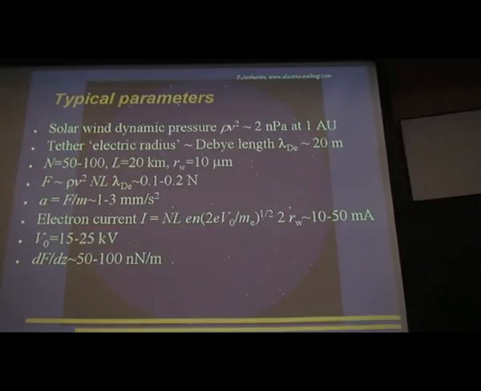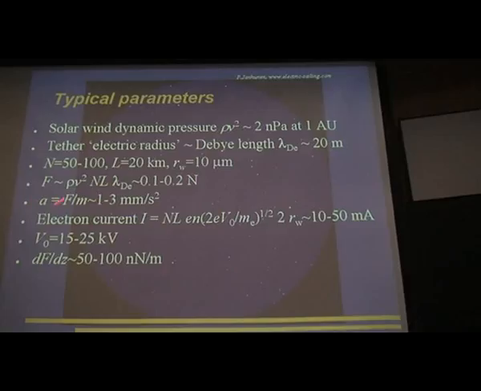And of course, this Debye length scales with the square root of the solar wind temperature and inversely with the square root of the solar wind density. So it's not constant, but this is the average value at 1 AU distance. And in a full-scale mission, we would typically use 50 to 100 tethers of 20 kilometer length each, and the diameter of the wire would be 20 microns. And with these setups, we get a thrust of something like 0.1 or 0.2 newtons.